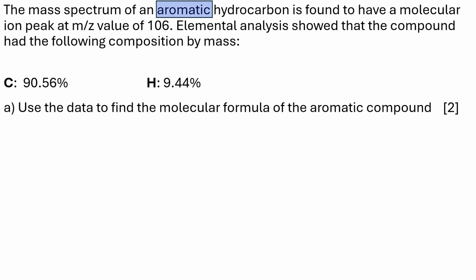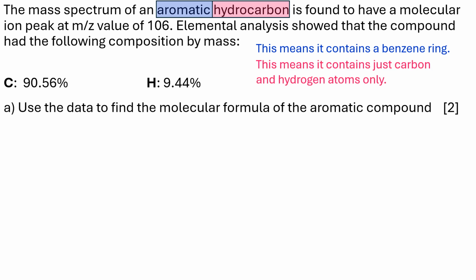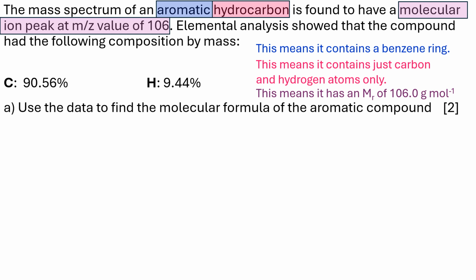So firstly, the fact it's aromatic means it contains a benzene ring. Secondly, the fact it's a hydrocarbon means it just contains carbon and hydrogen atoms and nothing else. And then the molecular ion peak at m/z value of 106 means it's got an Mr of 106 grams per mole.